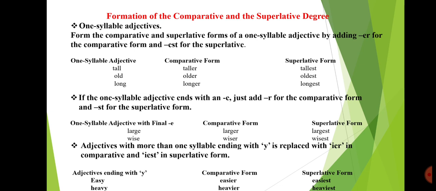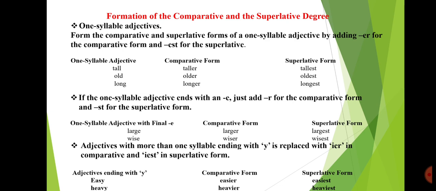For example, in tall, we have only one vowel and we pronounce it as tall. So, while forming the comparative and superlative form of the adjectives having only one vowel, we add er after the adjective in comparative form and est in superlative form.